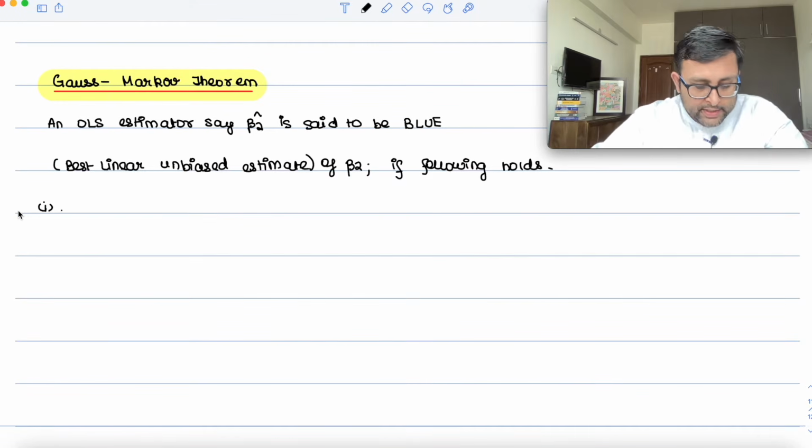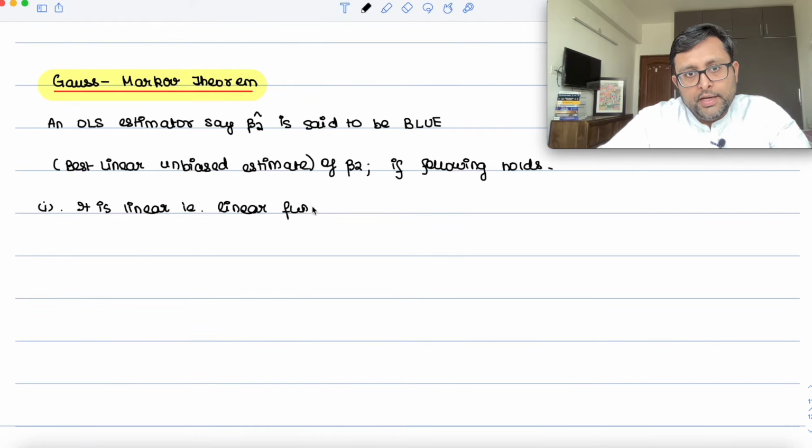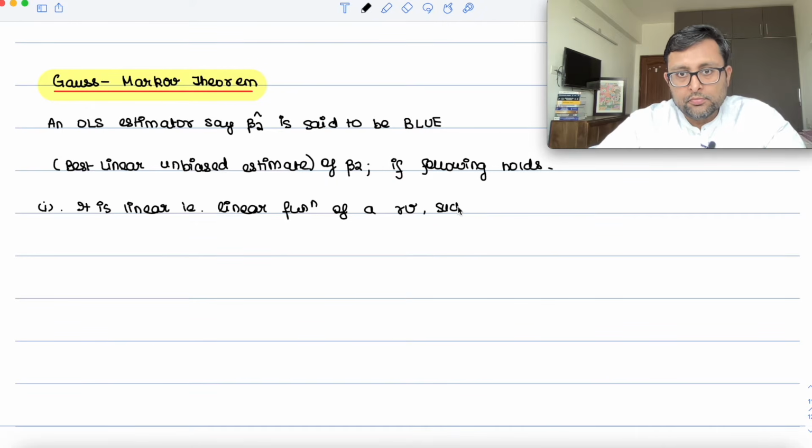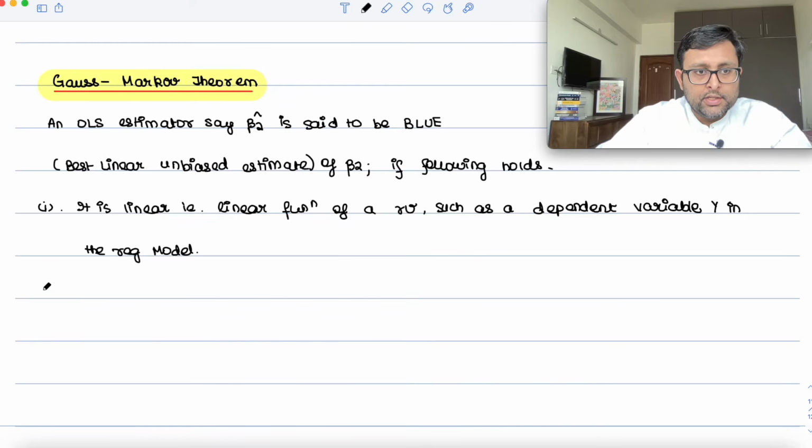One, it is a linear function. So it's a linear function of a random variable such as a dependent variable, capital Y, in the regression model. Right? So I'll explain all this. Let me just write a few points first.